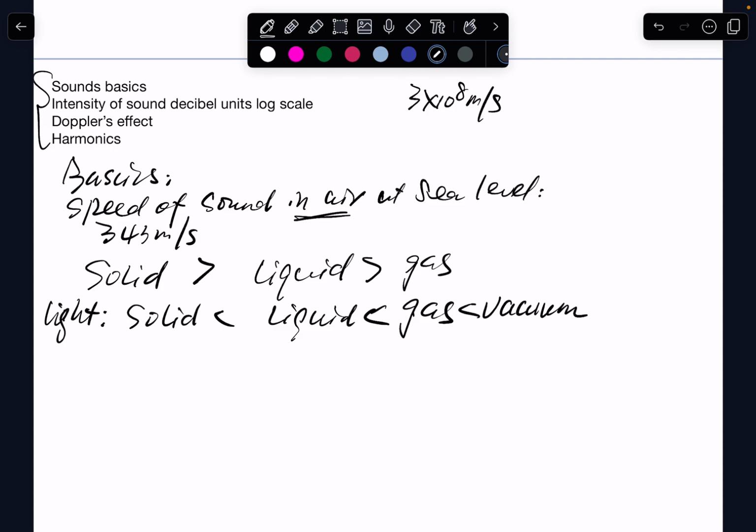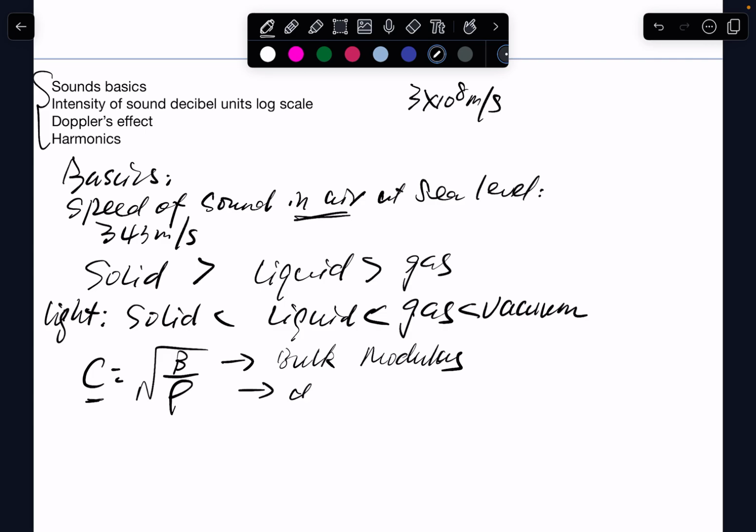Okay, and then to quantify the speed of sound, we have this equation that C equals the square root of B over rho, okay? And then C is just the speed of sound, just like the speed of light. We use C to denote it, right? And then this B is a bulk modulus. And then this rho is the density of the medium on the denominator, whether it's a solid, some liquid, or some gas, okay? Different density of a different medium.